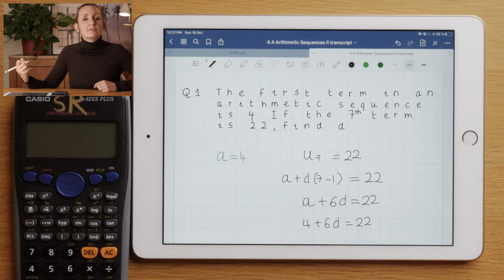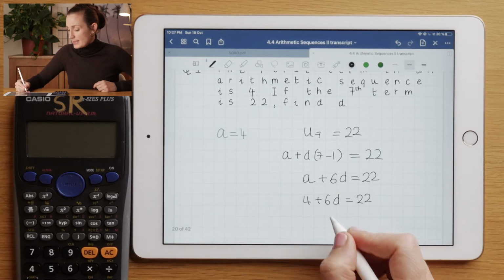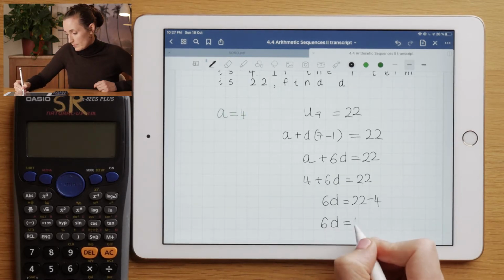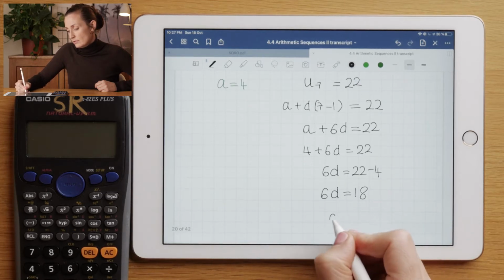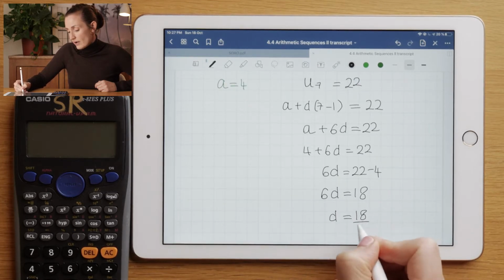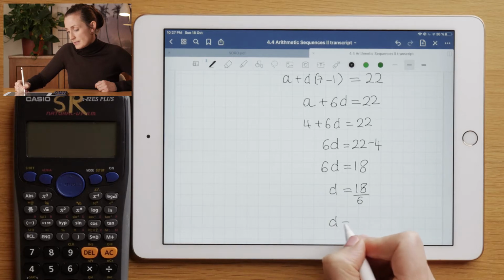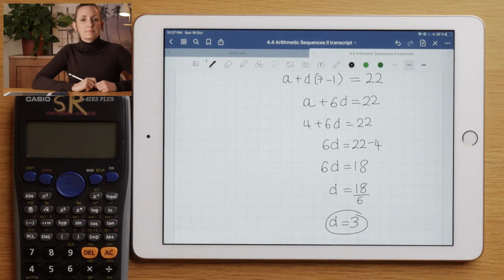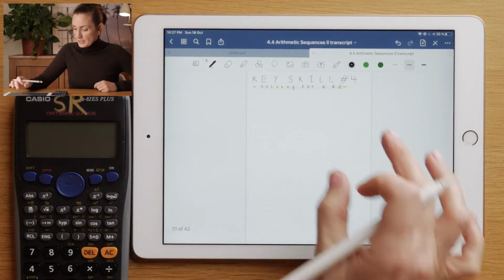We can now solve this linear equation and find d. So 6d must be 18, so d must be 18 divided by 6. d must be equal to 3. That question's all done now.